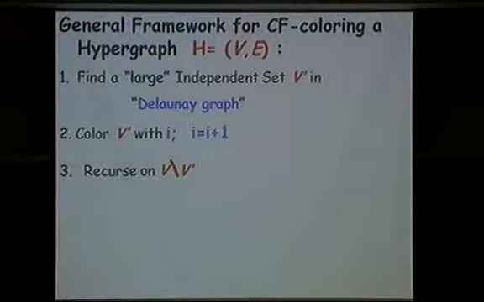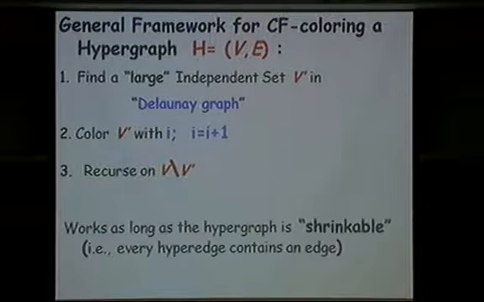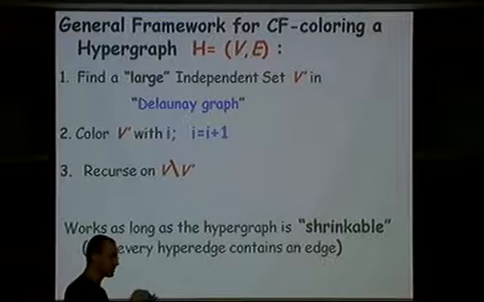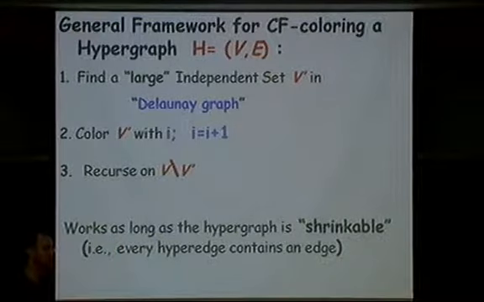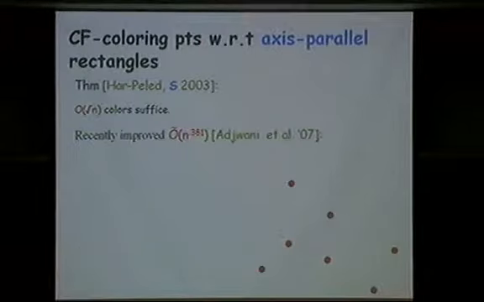But we need one more property, which is this shrinkability property, that every hyperedge in every such hypergraph contains an edge. And this is not true. Yes? Does that mean a two-element? Yeah, every subset in E contains a subset of cardinality 2. But this is not true in general. But it is true, for example, for this hypergraph.